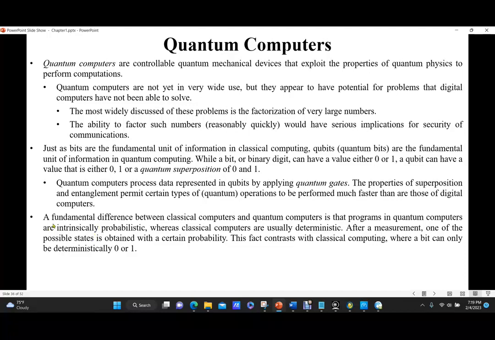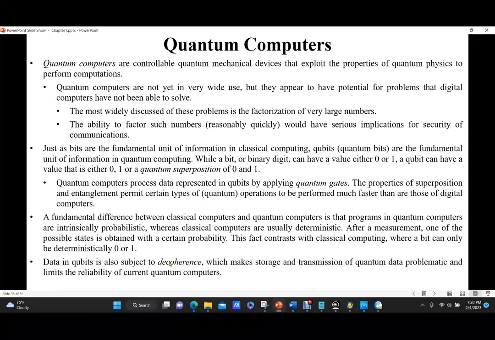The primary difference between classical computers and quantum computers is that in quantum computers, the data is intrinsically probabilistic. They represent values that are quantum superpositions, and in classical computers, that's inherently deterministic. Qubits are subject to decoherence, which makes their storage and transmission difficult, problematic, and it so far limits the reliability of the current quantum computers.